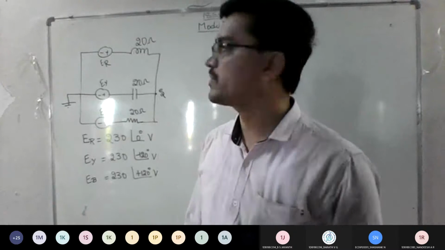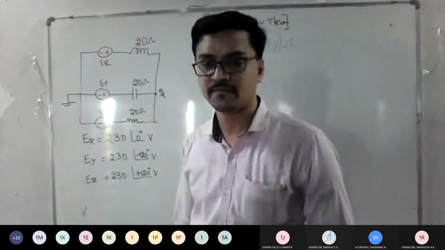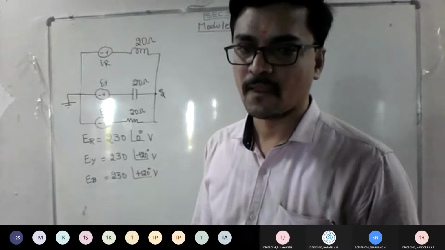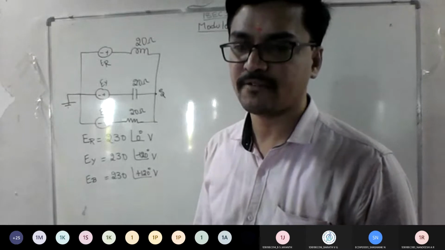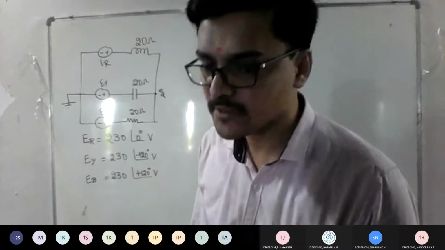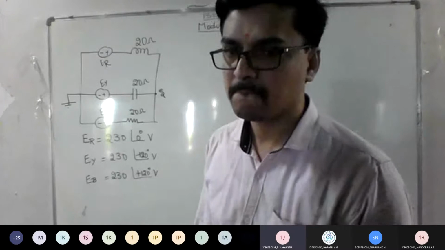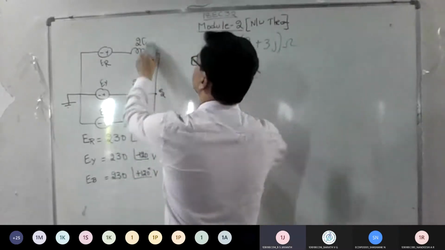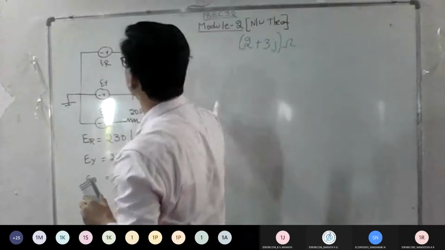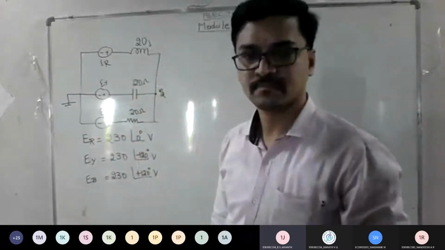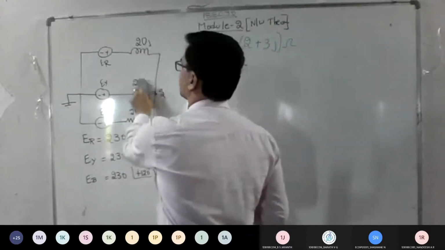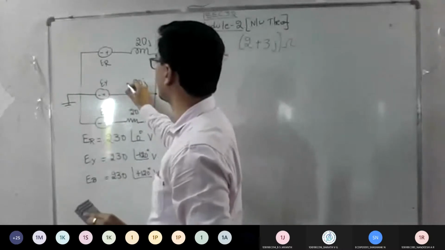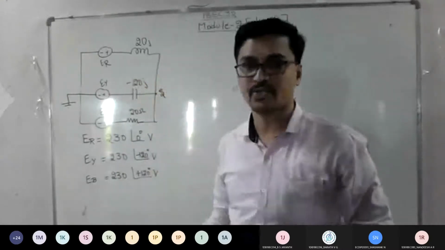Correct? So what is the equivalent of 20 ohm for inductor? How much? 20J, sir. Good. So I can replace this with 20J. What about capacitor? Minus 20J, sir. That's it. See, because the value of capacitor is negative, already proved, right? So minus 20J.